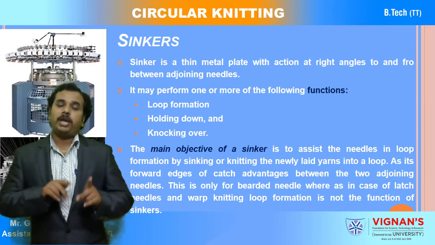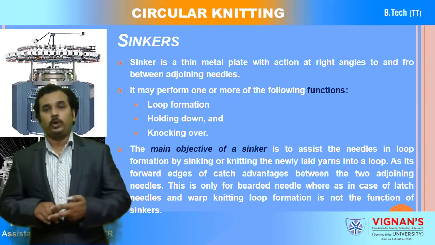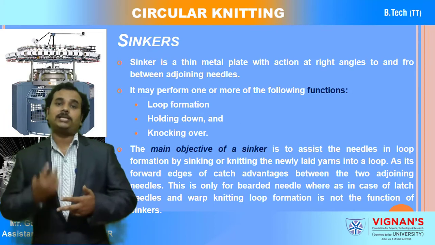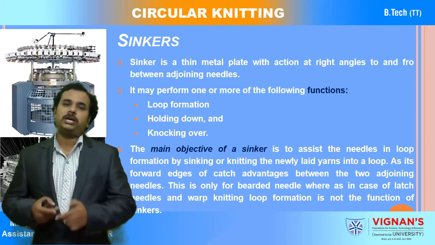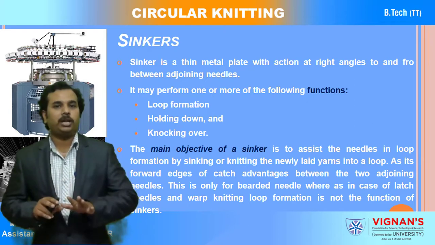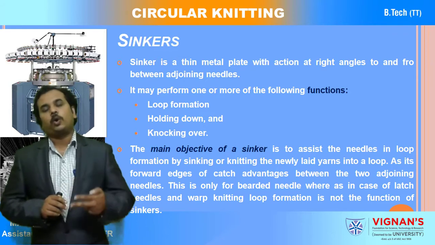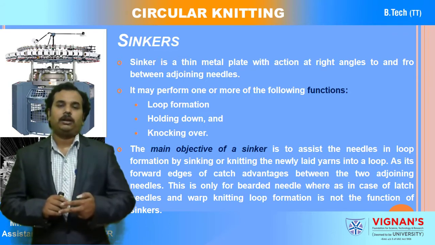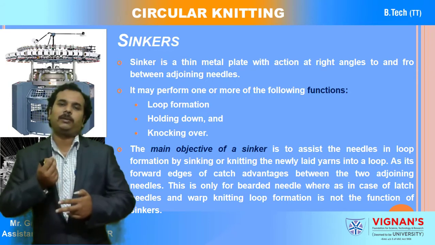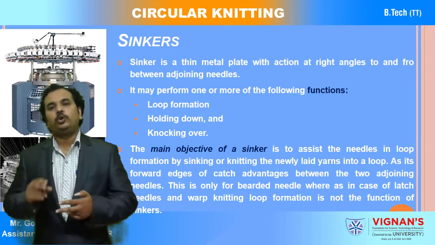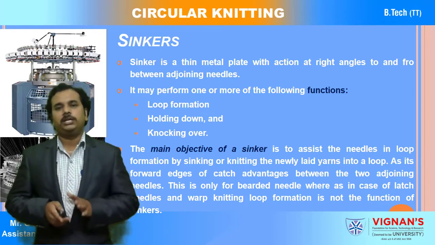So what is the main objective of this sinker? The sinker is going to hold down the old loop so that when the needle is rising up, it will not raise the old loops along with the needle. Once again, the sinker holds down the old loop so that when the needle is rising up, the old loop cannot be raised up along with it. This is the major objective of the sinker.